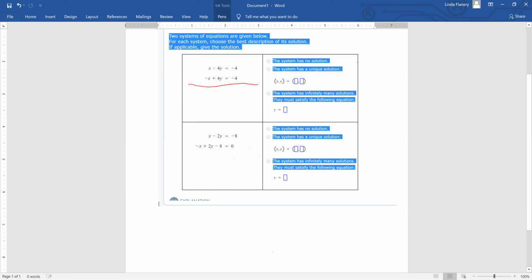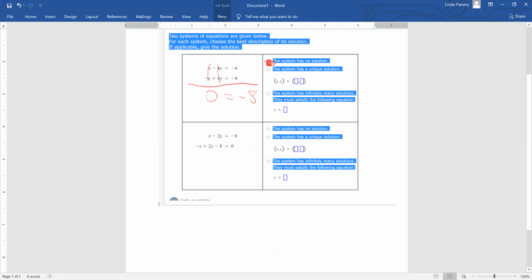There we go. So x plus negative x would cancel each other out. Negative 4y and a positive 4y cancel each other out, so I get 0. On the other side, a negative 4 plus a negative 4 is a negative 8. When you get 0 equals something other than 0, in this case, negative 8, that's not a true statement. The system is going to have no solution.